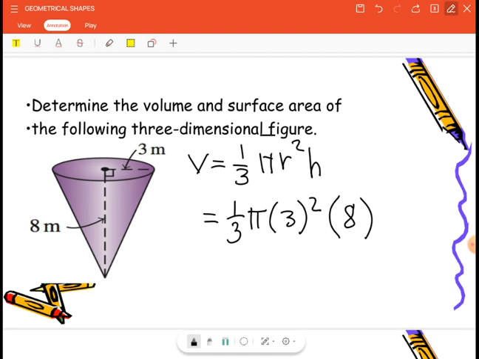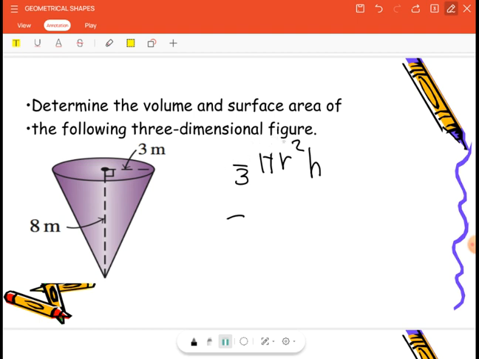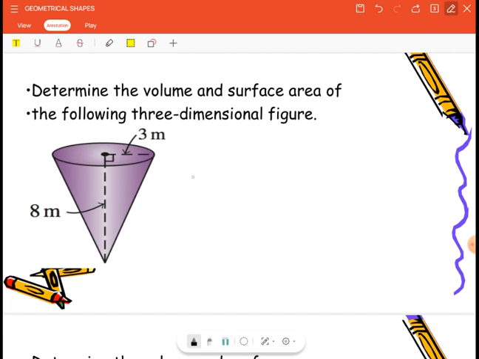So, 1/3 times pi times 3 squared times 8. Okay? And that is equals to 75.40 cubic meter. Okay? Now, let us solve for the surface area naman, no? Kasi dala-dalawa yung sinosolve natin dito. Anyway, mas maganda naman yan kasi mas matututo kayo mag-solve ng geometrical shape or figures. Okay, so, meron pa pala, surface area.